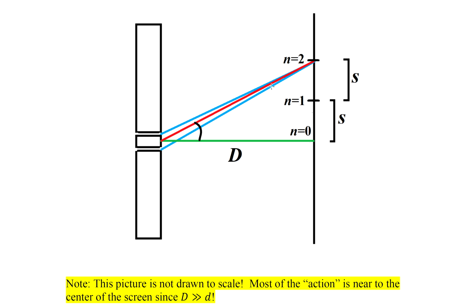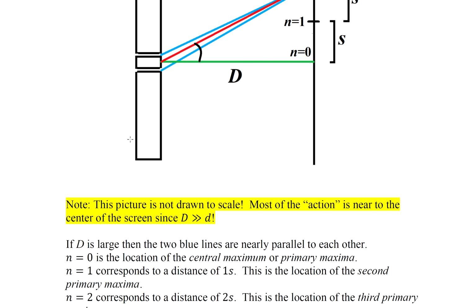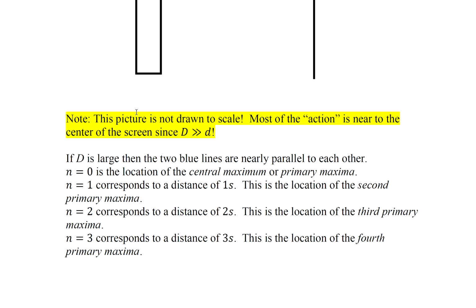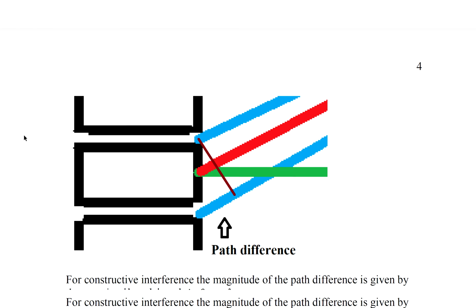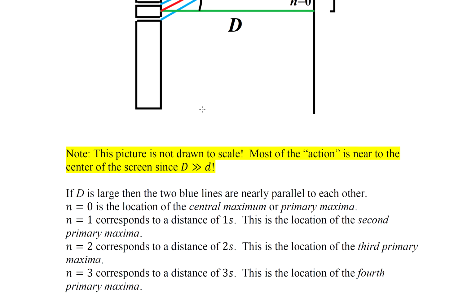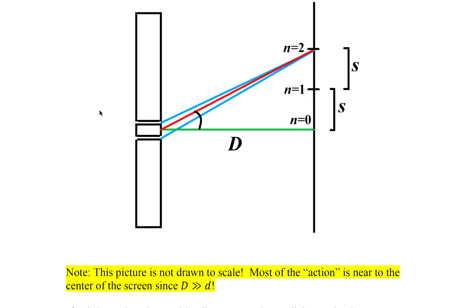If big D is much larger than little d, being the distance between the two slits, then that shows that most of the action is in the middle here. And this here is a path difference, because we're assuming that these two blue lines are parallel to each other, because big D is much longer than little d.